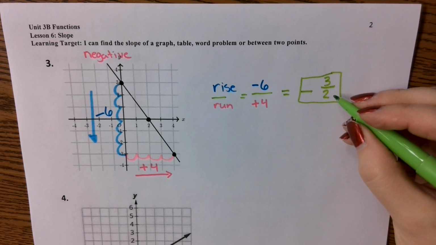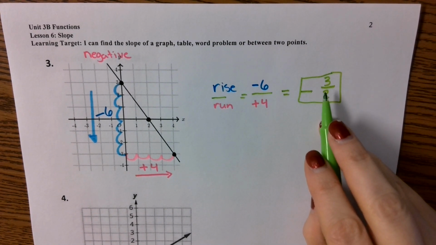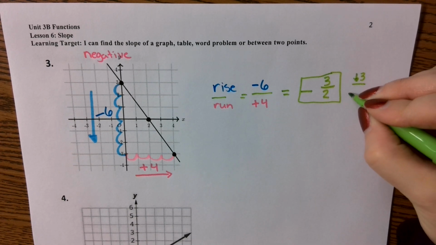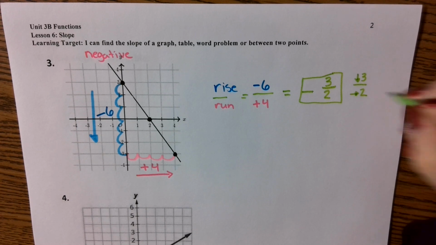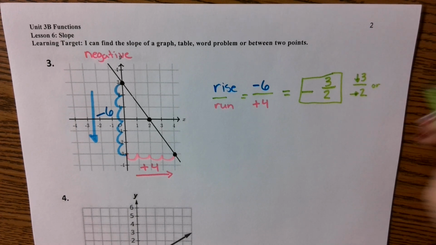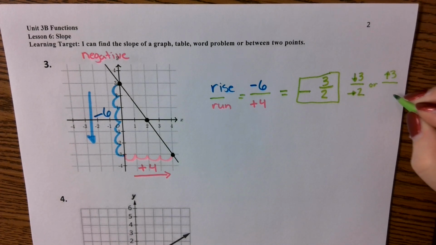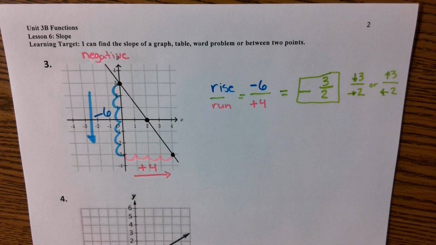What this means, if the 3 was the negative, is that you would be going down 3 and then to the right positive 2. Or if the 3 was positive, you'd be going up 3. That would make the 2 negative, so you'd be going left 2. Again, I told you before, slope is direction. It tells you how far up and down you might go, how far left and right you might go, based off of positivity or negativity.